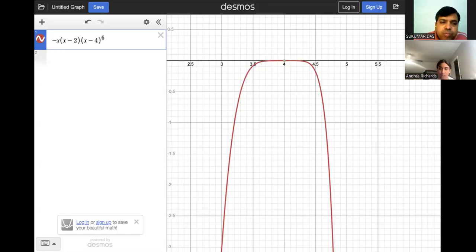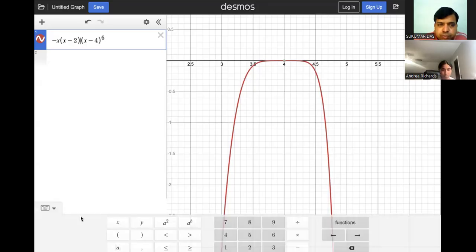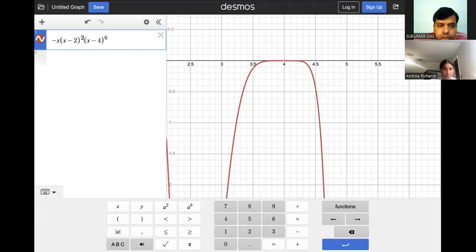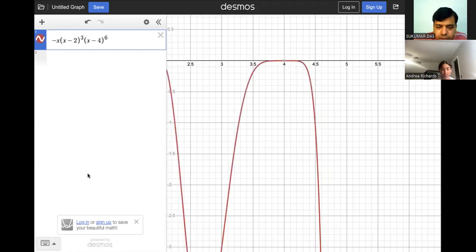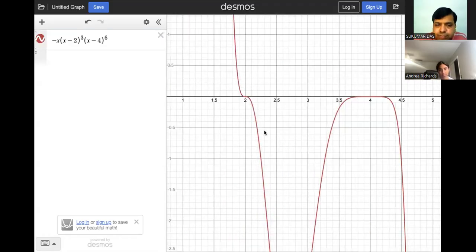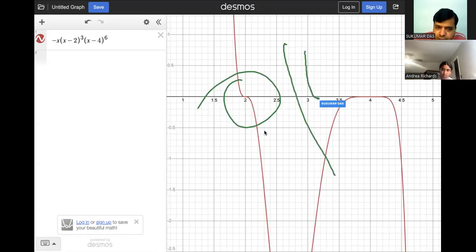And you make x minus 2 cubed. Cube, not square, cube. You see this one, how it goes like this. Earlier it was just crossing, but now it will become a little bit flatter and then it will cross. So that means virtually we can easily draw the graph of any polynomial function if we know their factors and their multiplicities.